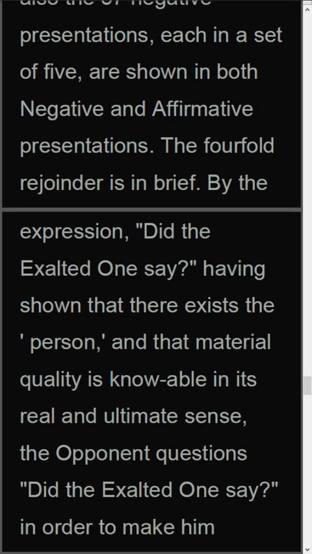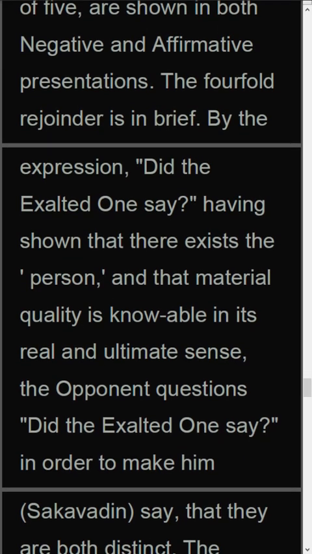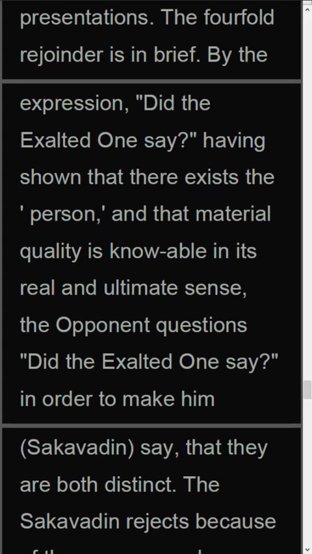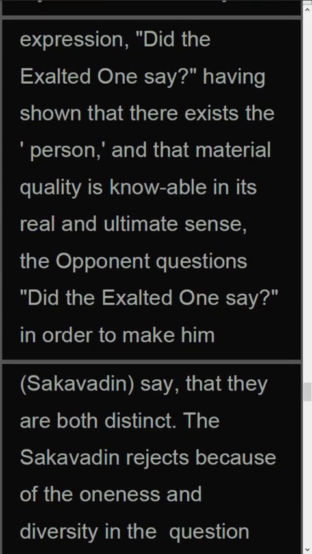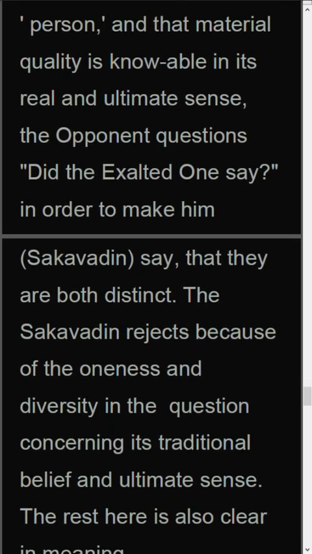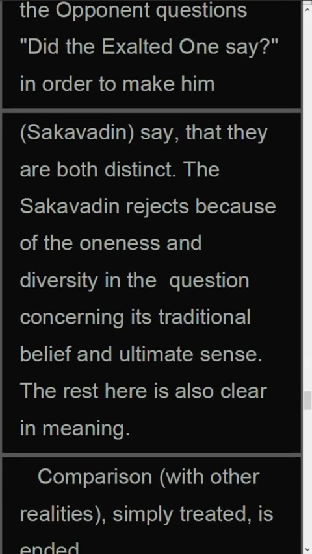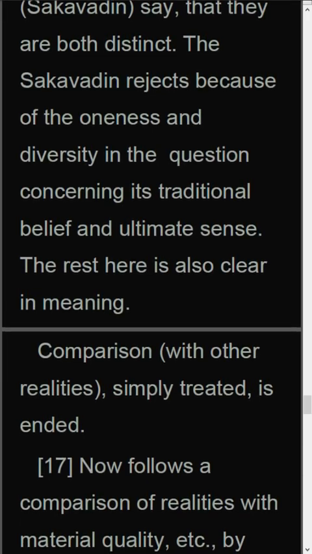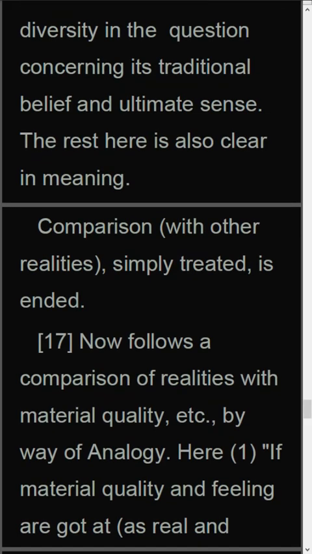By the expression 'Did the Exalted One say?' the opponent, having shown that there exists the person, and that material quality is knowable in its real and ultimate sense, questions: Did the Exalted One say, in order to make him a Sakavadin, that they are both distinct? The Sakavadin rejects because of the oneness and diversity in the question concerning its traditional belief and ultimate sense. The rest here is also clear in meaning. Comparison with other realities, simply treated, is ended.